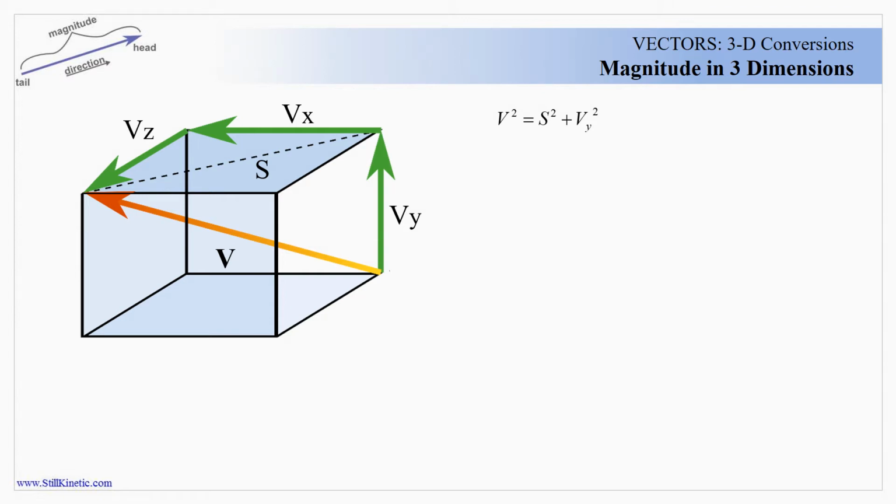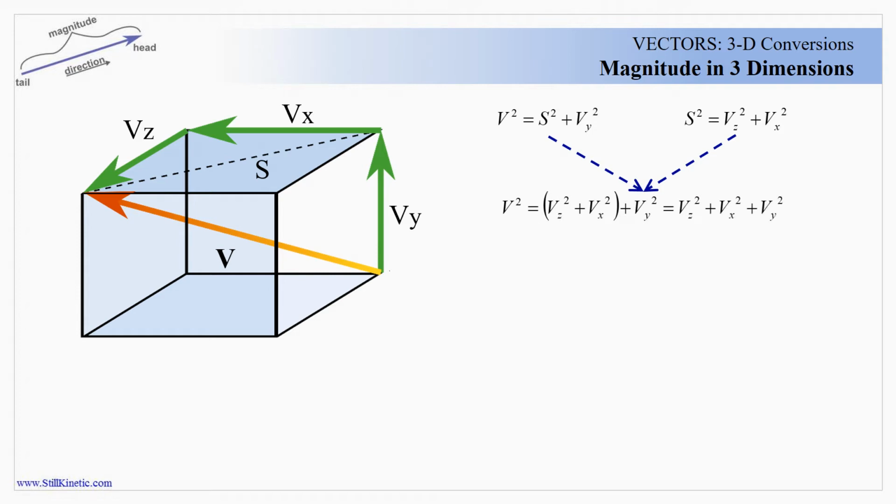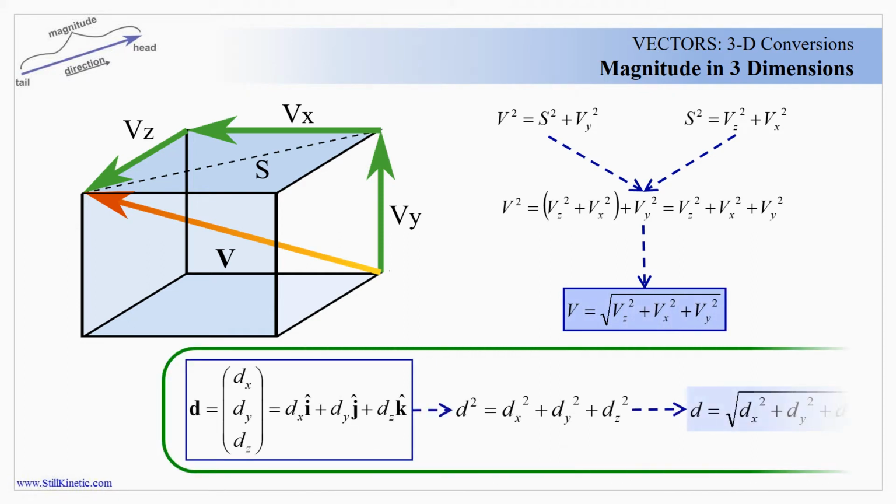But here's the thing. We can also see from the diagram that s, vx, and vz form a right triangle. So that means we can apply Pythagoras again, and we get the square of s is equal to vz squared plus vx squared. We take that and we substitute it back into our original equation, and we get the sum of all 3 components, vx, vy, vz. So our magnitude of v is simply the square root of the sum of the squares of our components, which matches with the result we reviewed just a minute ago.